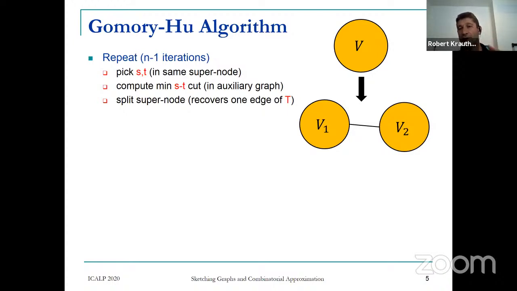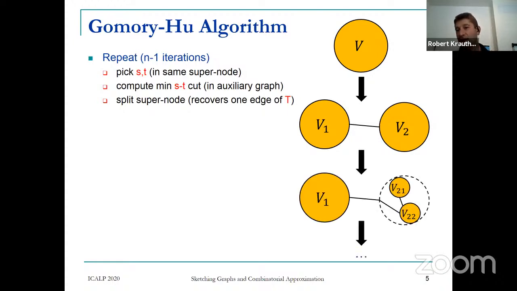So now you pick one of these two supernodes, you pick two vertices inside the same one, say V2, and you compute the minimum cut between them. Not exactly, not in V2 and not in G; you need some auxiliary graph that is similar to G, but with some small modifications. You compute the minimum ST cut, and that would split V2, in this case, into two smaller supernodes. And then you do the same thing.